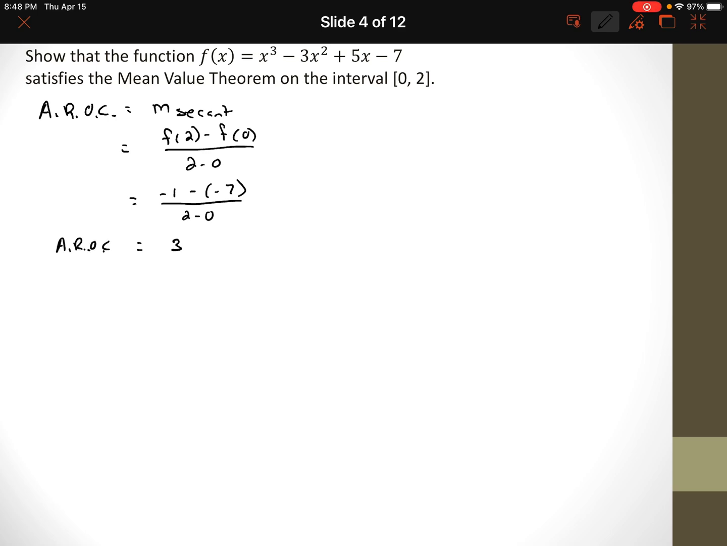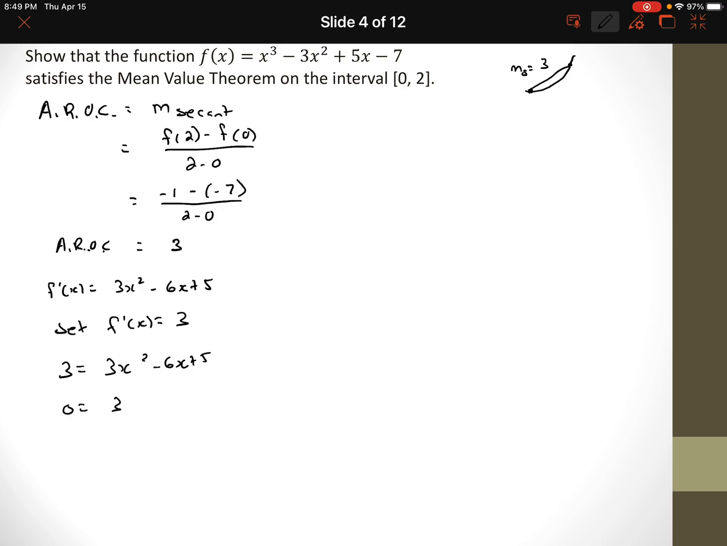So what they're saying, I'm going to draw just a little tiny diagram over here, is that over that interval, the slope of the secant is 3. And the mean value theorem says that at some point, at least one point, between 0 and 2, we should find that the instantaneous rate of change is 3. So let's find where that point is. Now, f prime of x is 3x squared minus 6x plus 5. And we want to set f prime of x equal to that 3 that we're looking for. So 3 equals 3x squared minus 6x plus 5.